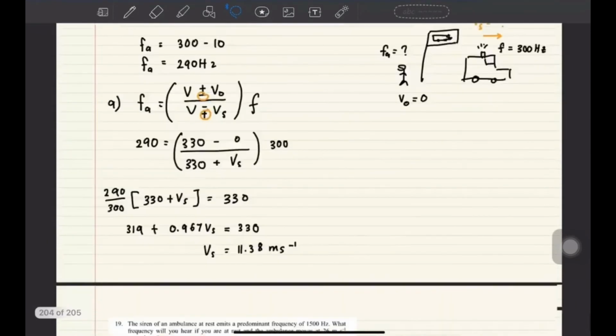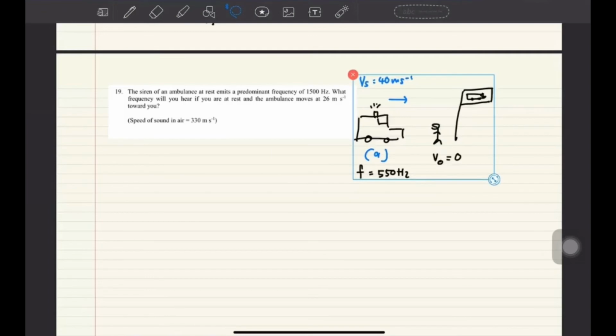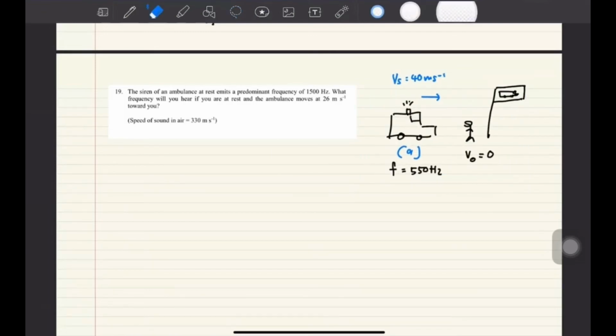Let's copy this one. Let's paste it over here. So dia kata the ambulance is moving towards you at the speed of 26 meter per second. Dia kasih speed dia which is 26. Okay, and then bila dia tak bergerak, dia emits 1500 Hz. That one is your F.